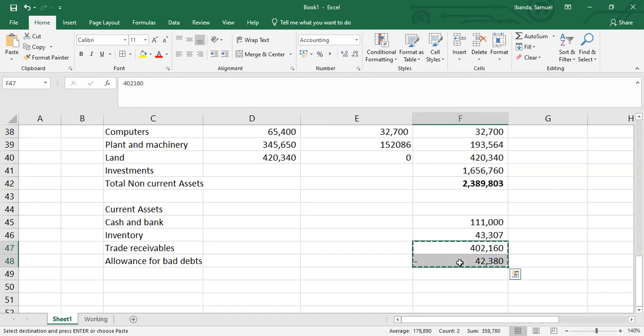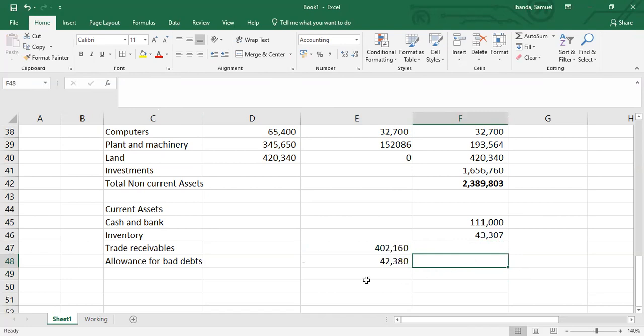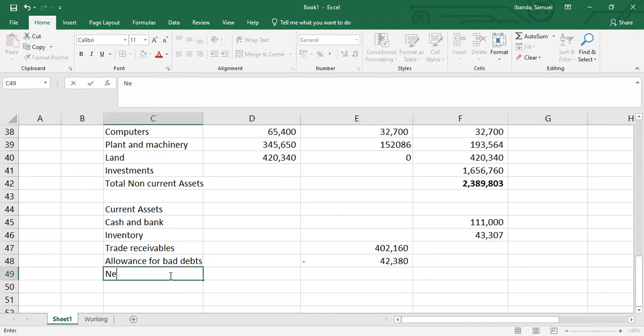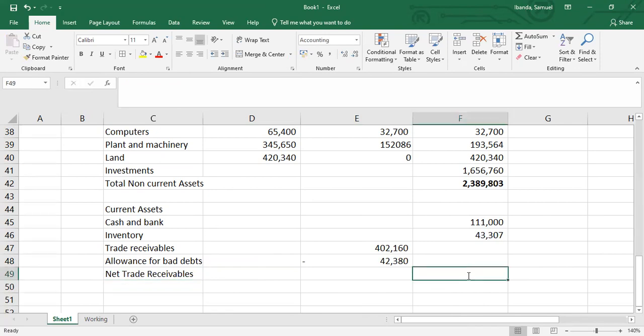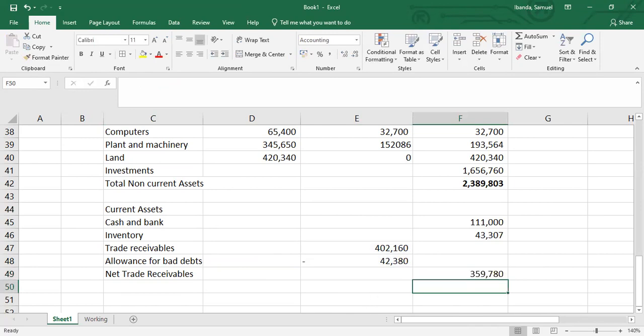You can even choose to do this in this column and then just have what you can call your net trade receivables or adjusted trade receivables, whatever you might call it, okay? Which is 35,780. That is what you basically have.